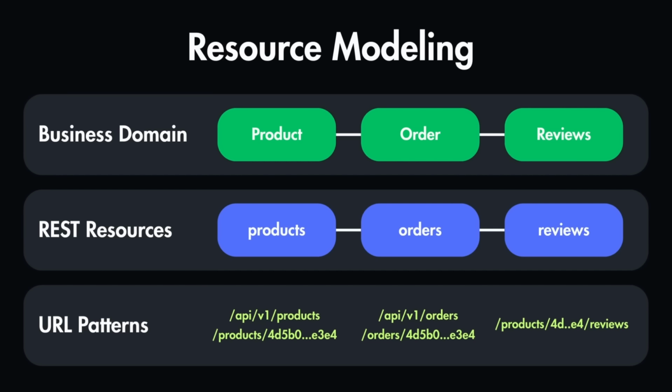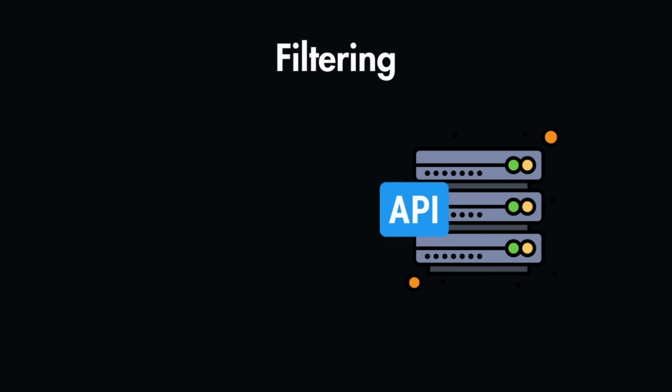But in real-world APIs, you rarely want to return all the results at once. That's why we usually incorporate filtering, sorting, and pagination in APIs. So let's start from filtering.